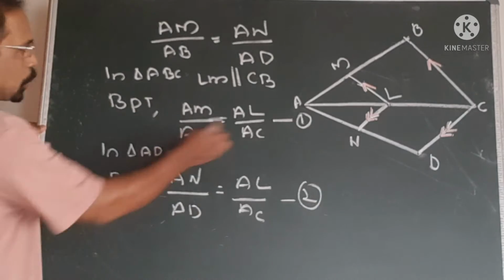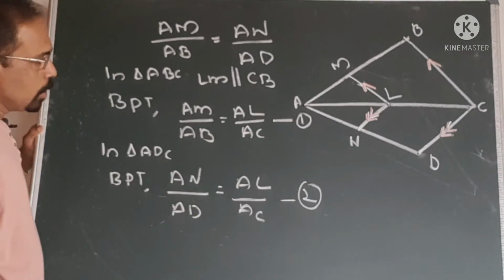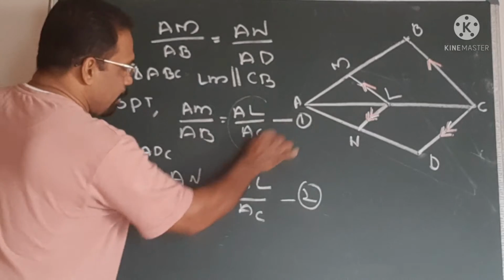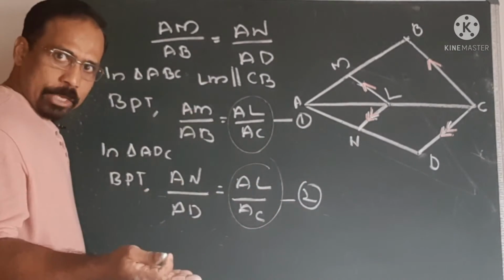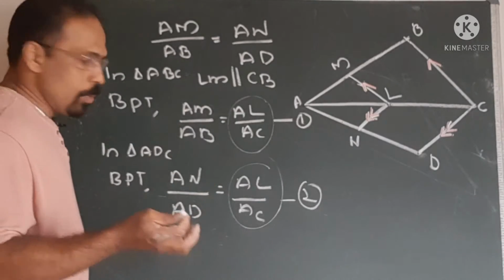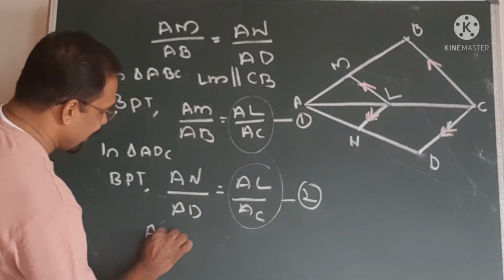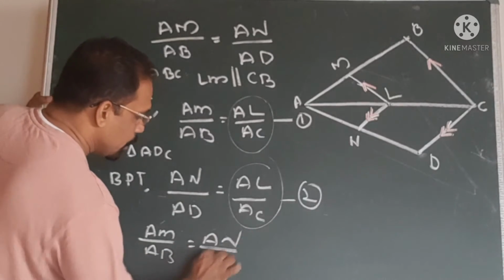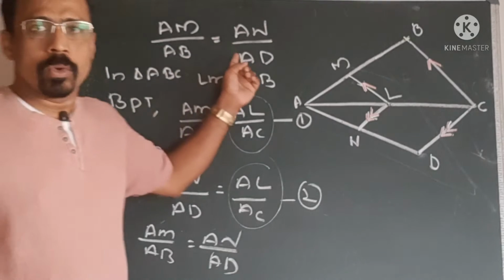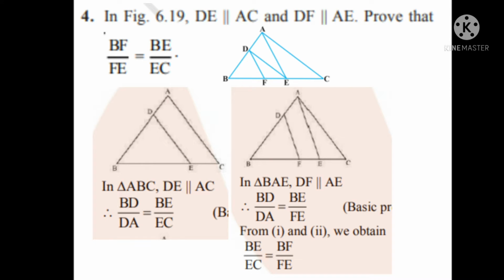Now you see equation number 1 and equation number 2. The right hand side, that is AL by AC, is there on the right hand side. If right hand sides are equal, then the left hand sides will also be equal. Therefore we can write AM by AB is equal to AN by AD. This is what we have to prove. Now let us do question number 4. In figure 6.19, DE is parallel to AC, DF is parallel to AE. Prove that BF by FE is equal to BE by EC.